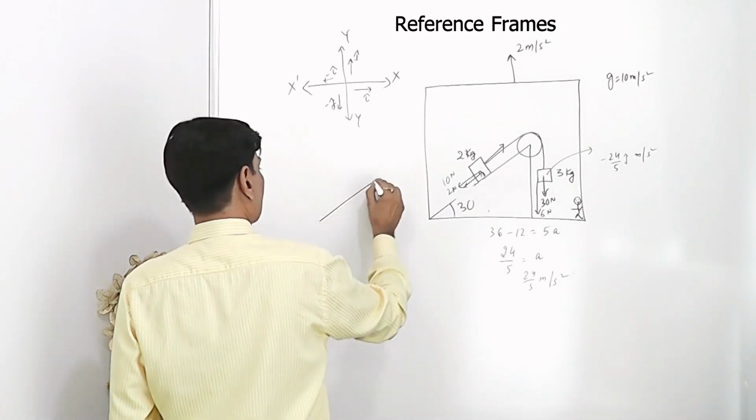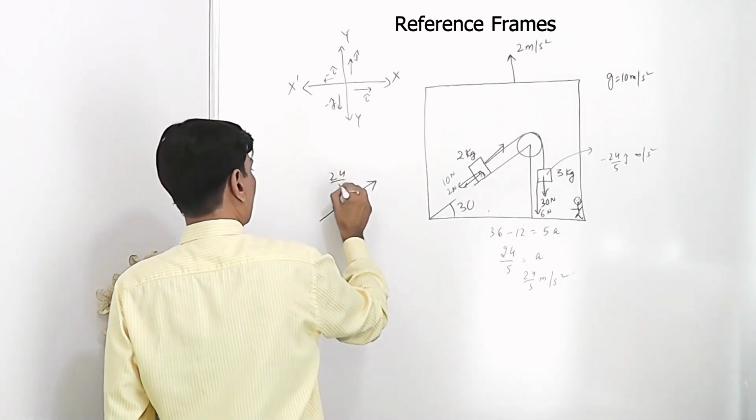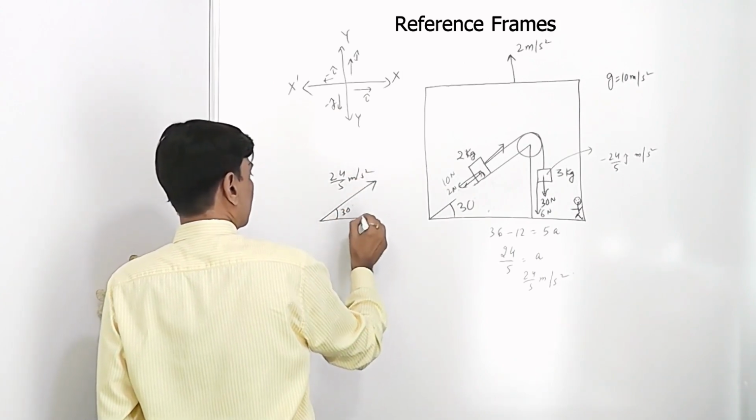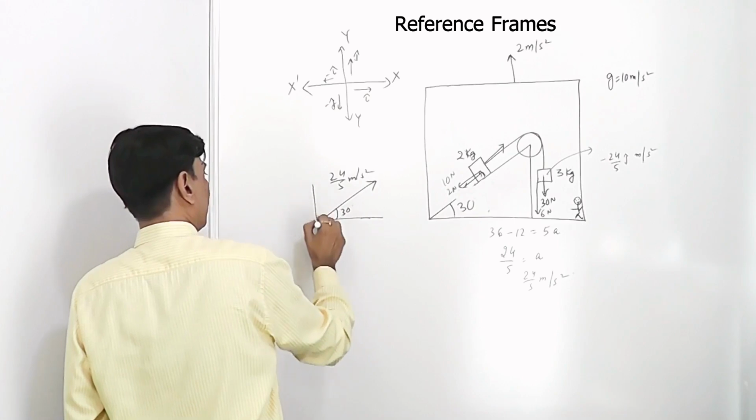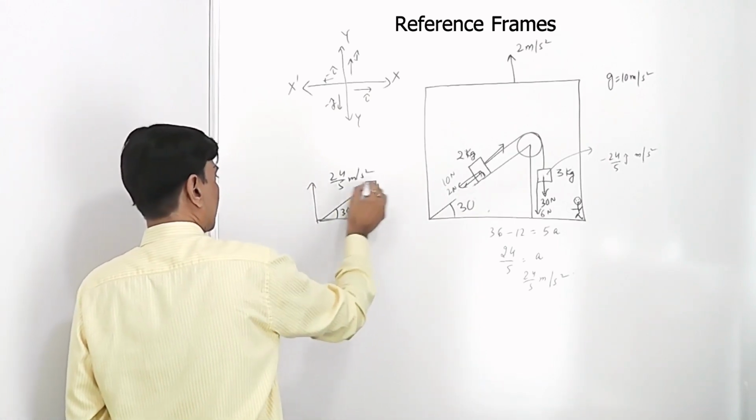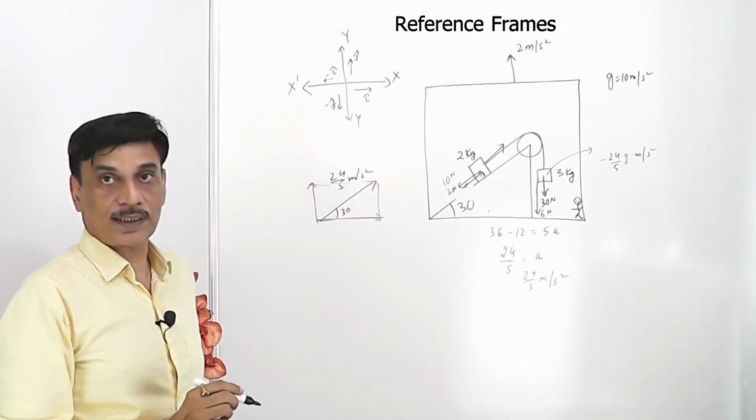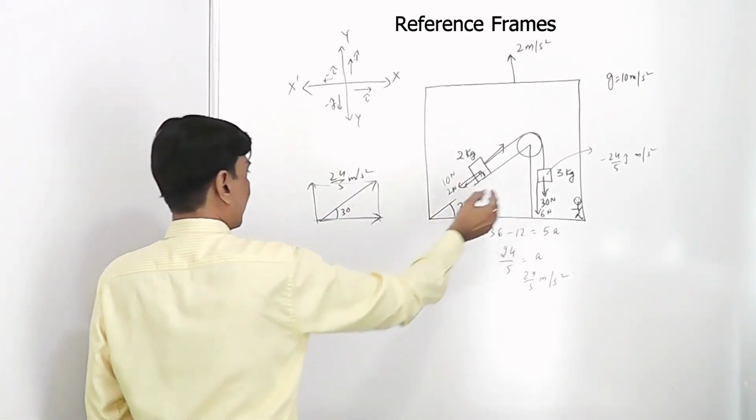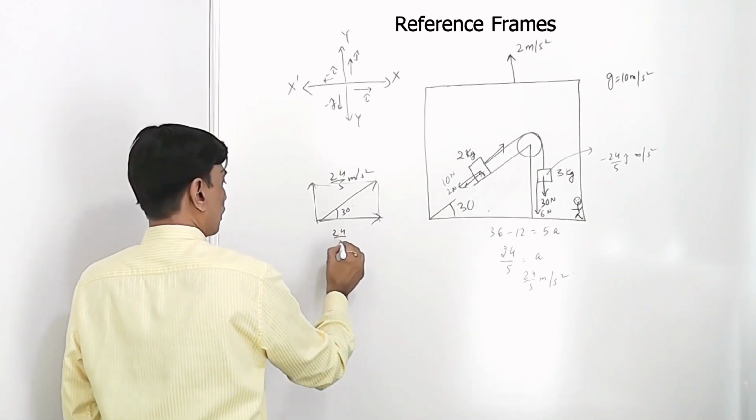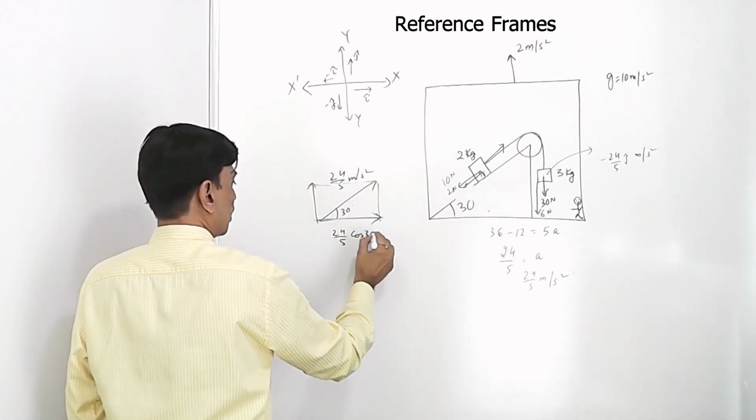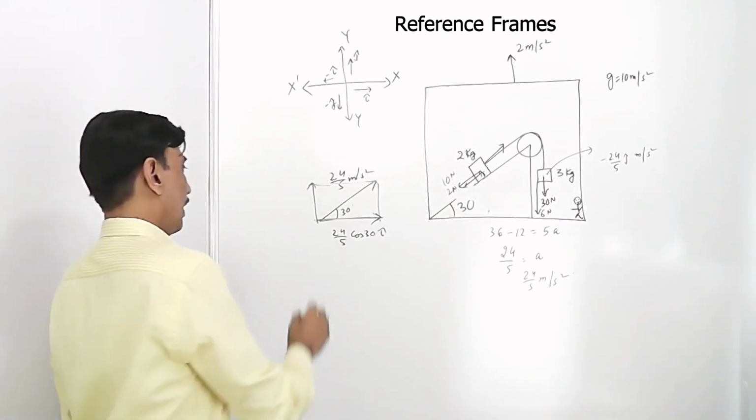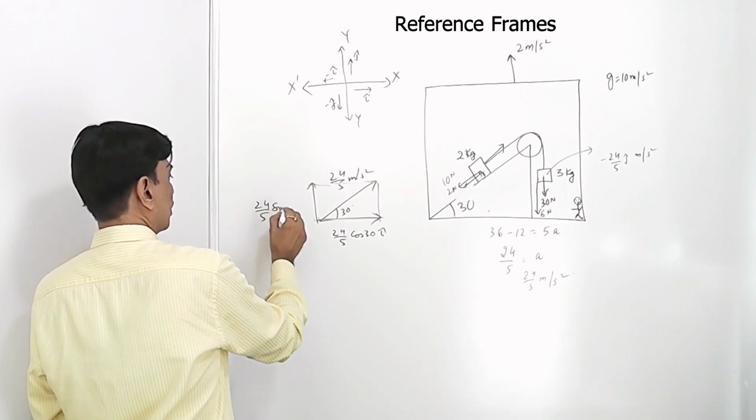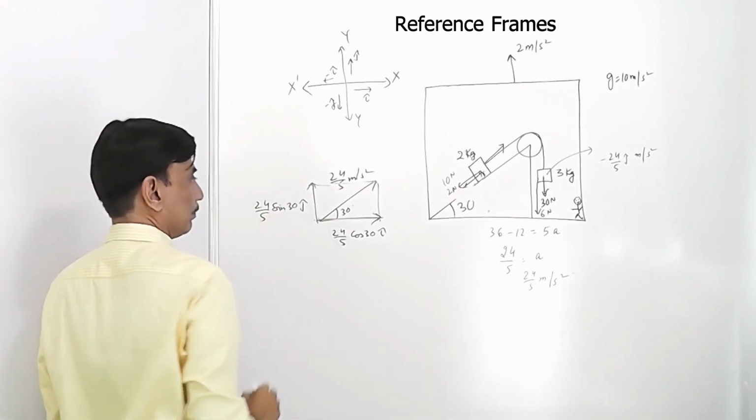The acceleration of this block is 24 by 5 meter per second square at an angle of 30 degree in this direction. So this can be broken into two parts, components. One is along the x-axis, the other is along the y-axis. So the component of its acceleration along the x-axis is 24 by 5 cos 30 i cap, and this component is going to be 24 by 5 sin 30 j cap.